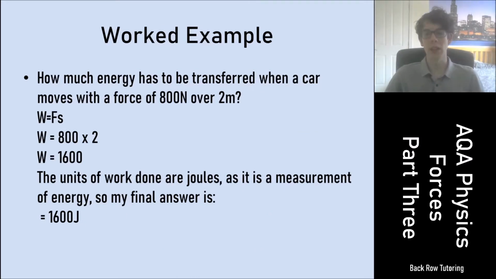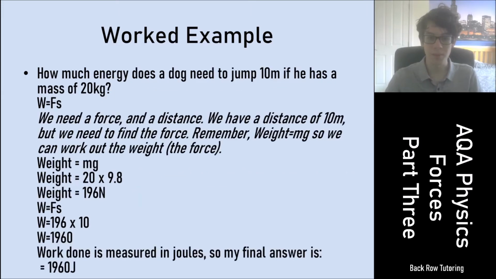So let's have a look at a worked example. How much energy has to be transferred when a car moves with a force of 800 newtons over 2 meters? Well, let's write down our equation. Work done is force times distance. So 800 is our force and our distance is 2 meters. So our work done is 800 multiplied by 2, which is 1,600. The units of work done are joules, as it is a measurement of energy. So our final answer is 1,600 joules.